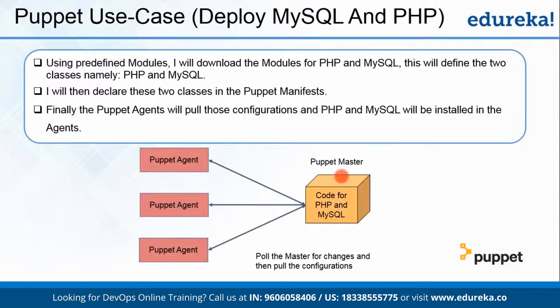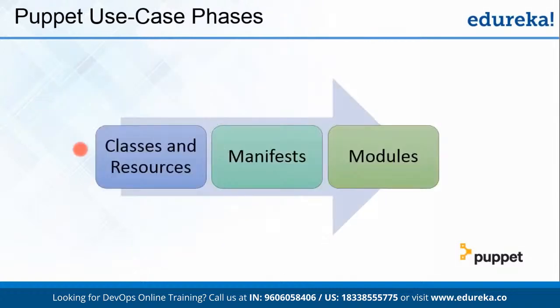So as you can see, there will be a code for PHP and MySQL, and from that Puppet master it will be deployed onto the nodes or the Puppet agents. Fine, so we'll move forward and see the various phases in which we'll be implementing the use case. First we'll define classes. Classes are nothing but a collection of various resources. How will we do that? We'll do that with the help of modules. We'll download a module from the Puppet Forge that defines two classes, as I've told you, PHP and MySQL, and then I'm going to declare that class in the manifest and finally deploy that onto the nodes.